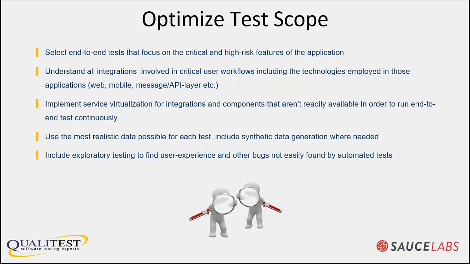And given that we need production-like environments in an instant, we need to implement service virtualization. And we need to implement service virtualization for integrations and components that aren't readily available, because we need to run the end-to-end tests early and continuously. We need to run the end-to-end tests as early in the process as possible, and very often not all the integration components are going to be ready. So we need to be able to stub them in using service virtualization.